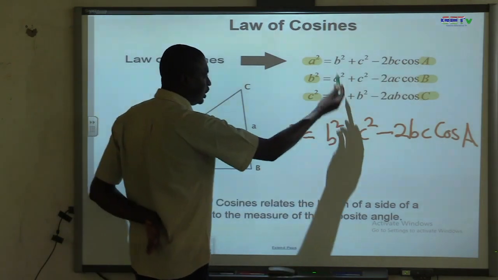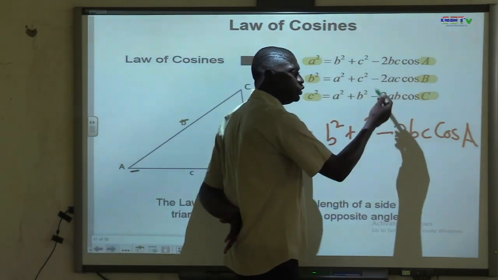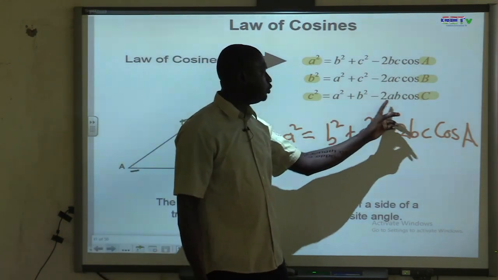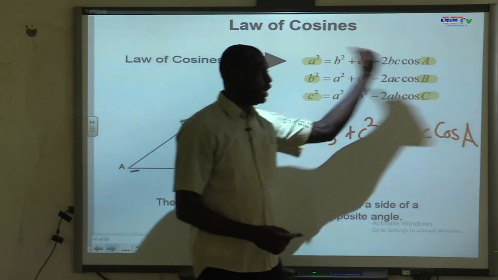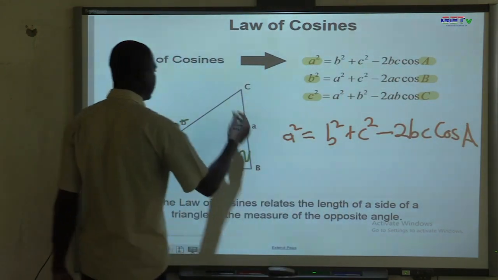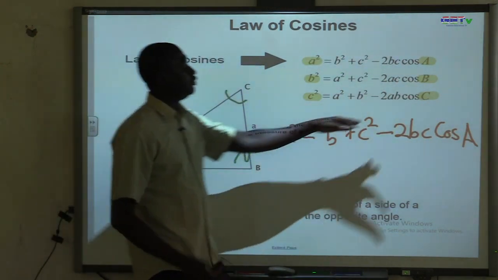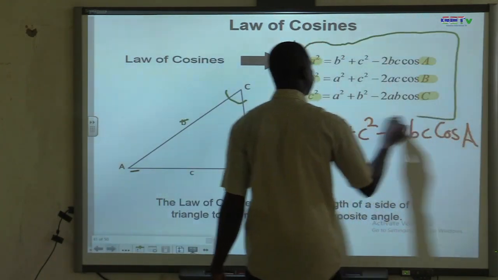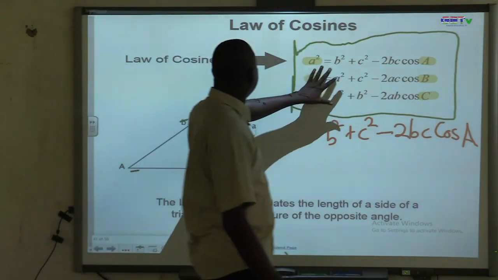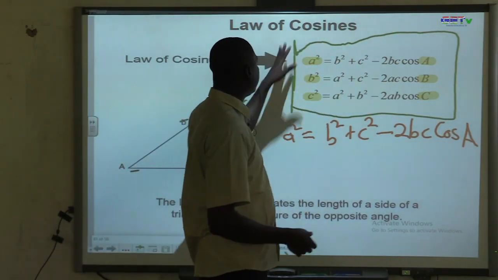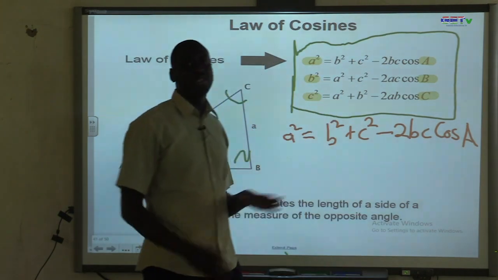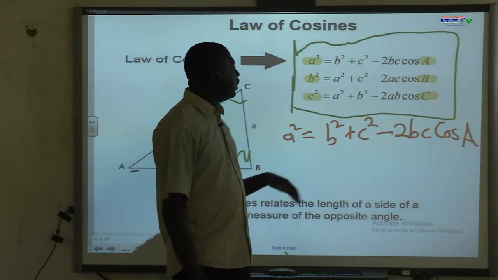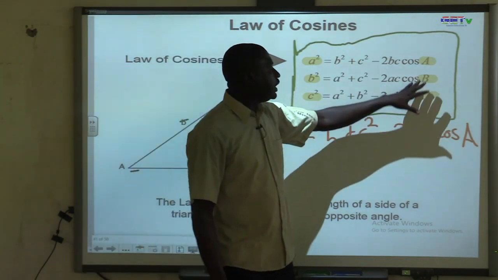C squared equals A squared plus B squared minus 2 of the two sides that you've squared, that is A and B, 2AB cos the angle. The angle of C is here, angle C, so you'll have cos C. These three laws, the laws of cosines, are used to find the missing sides of triangles. But we can also simplify this in another form.